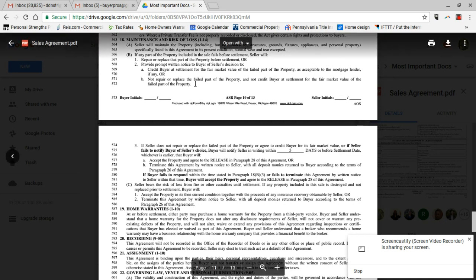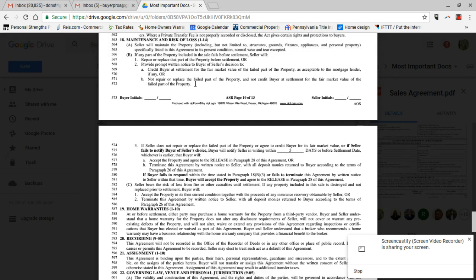Maintenance and risk of loss. This states that the seller has to keep the property in current condition or better up until the closing. If something should happen to cause damage to the property, the seller's got to fix it.